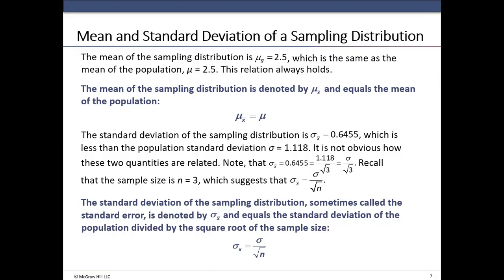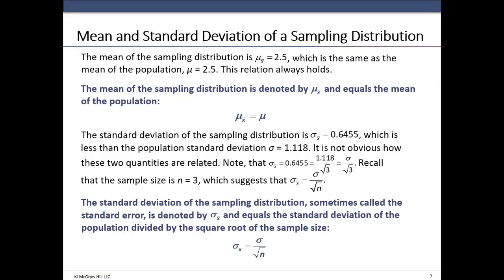As we noted, the standard deviation of the sampling distribution is different from the standard deviation of the population. Sigma x bar is 0.6455. Compare that with the standard deviation of the population, which is 1.118. So the question is, what is the connection between 1.118 and 0.6455? 0.6455 is 1.118, which is sigma of the population, divided by the square root of the sample size. Here the sample size is 3 because we are tossing the die 3 times. So if you do sigma divided by square root of 3, you will get sigma x bar.